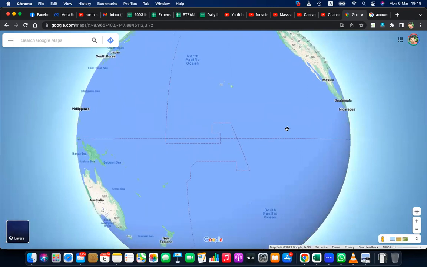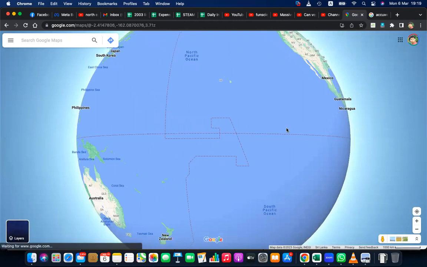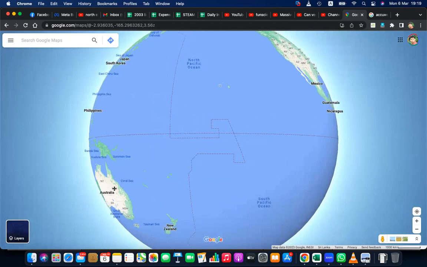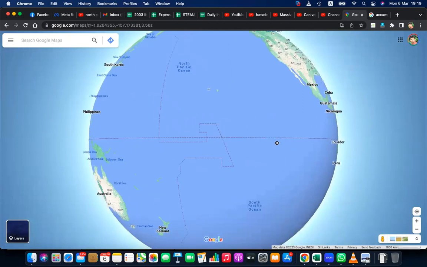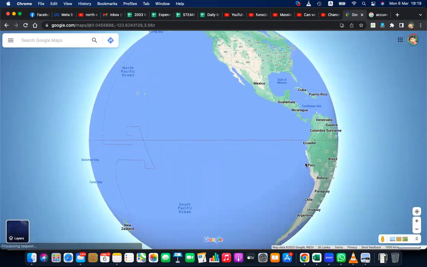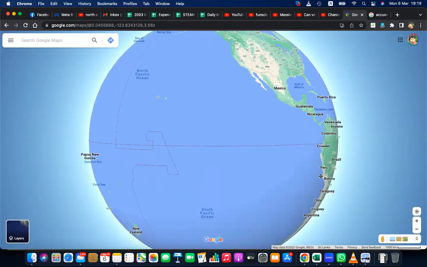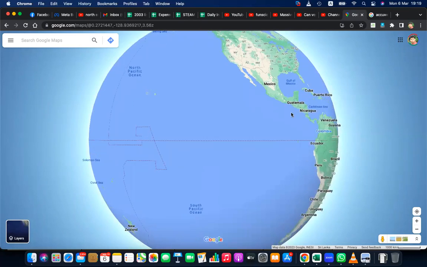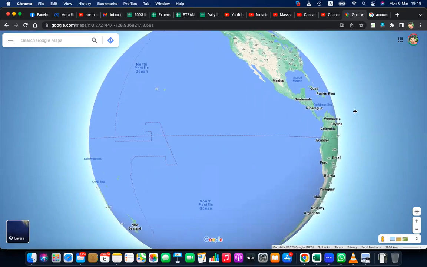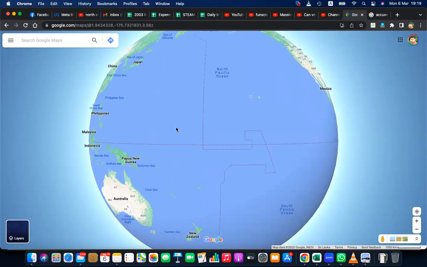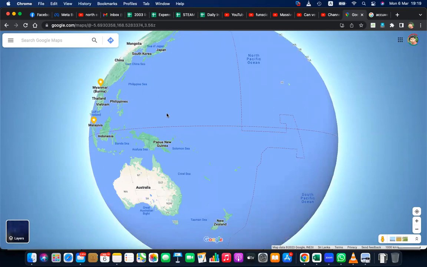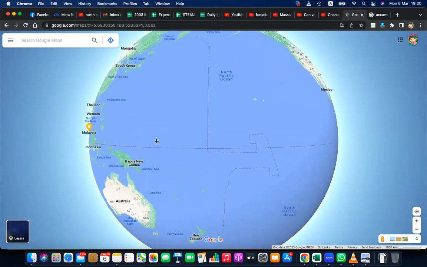When you zoom into the Pacific Ocean, which is the biggest one, you can see Australia on the west side and America on the east side: Ecuador, Peru, Chile, Mexico, Guatemala, Colombia, Venezuela. Those are on the east side. On the other side, you can see the Philippines, Indonesia, Western Australia, Papua New Guinea. So these are the other side.